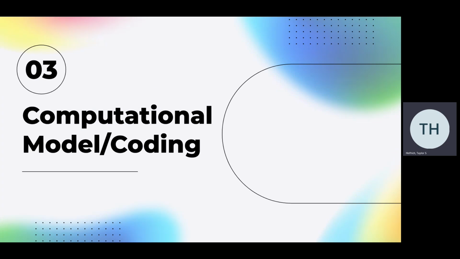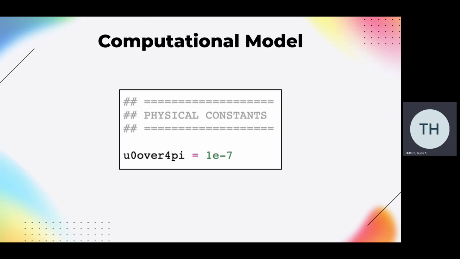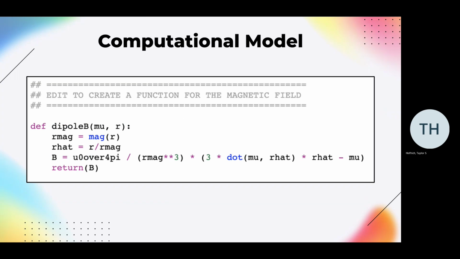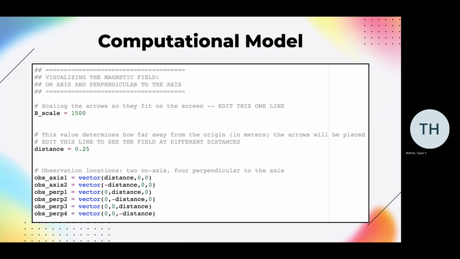Moving into the computational model, we first need to model the physical constants. Then we'll create the magnet at the origin and derive the magnitude of the magnetic moment, which we already did as shown. Then we'll create a function for the magnetic field, which is shown here. Then we'll visualize the magnetic field on axis and perpendicular to the axis with a scale value, distances, as well as the specific observation locations.